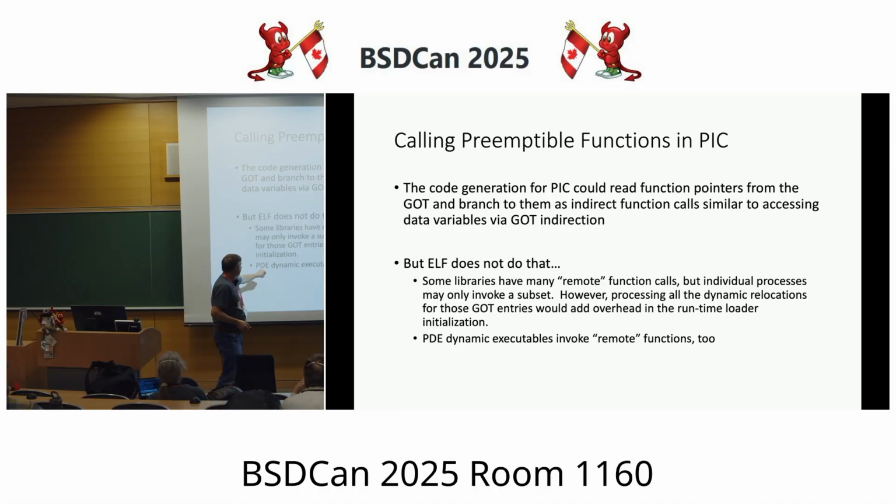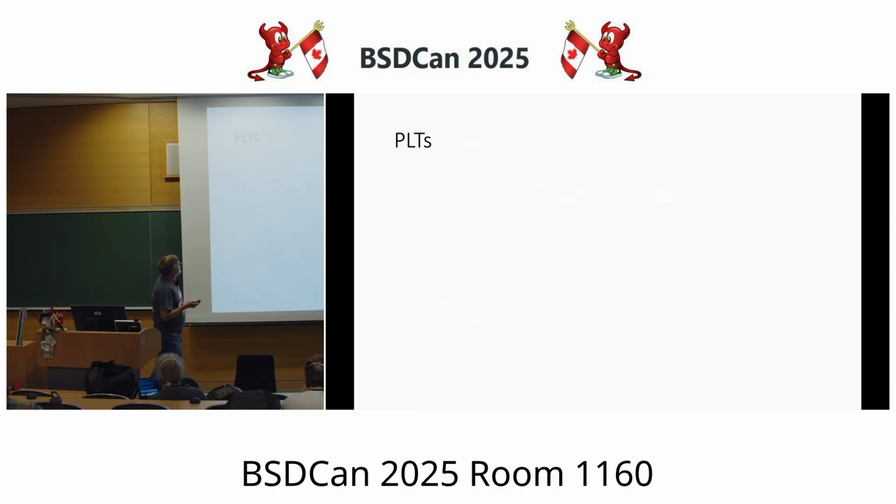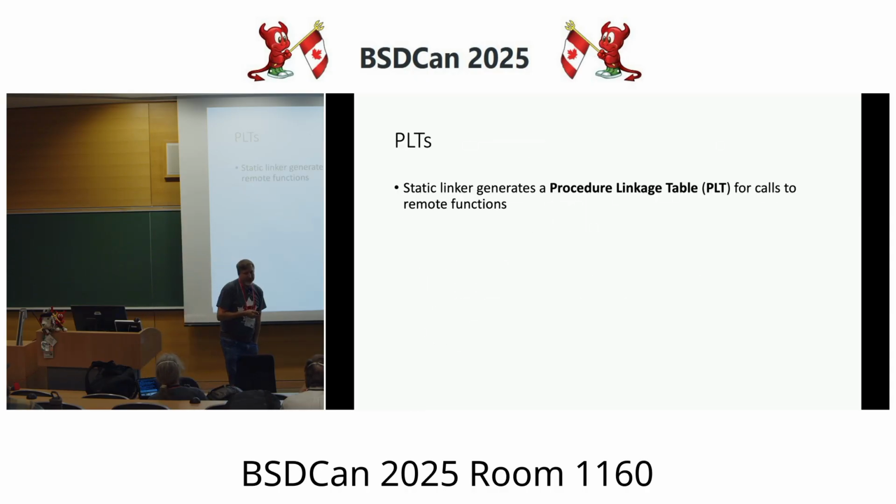The other thing that we're going to get into is it turns out static functions compiled with PDE that are dynamic also need a way to call remote functions. And they're already defined to use simple branch instructions. So instead, we make a different choice in ELF. We use something called a procedure linkage table, or PLT, as a way to handle remote function calls.